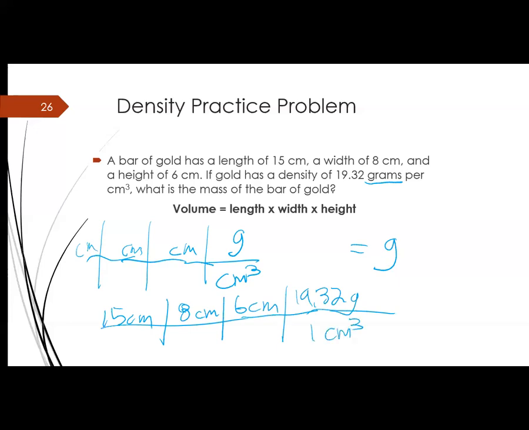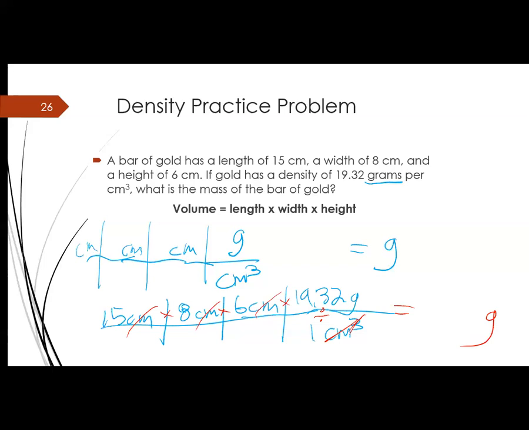And so what I like about this box system is I feel like it keeps my work a little bit neater. It makes it a little bit easier for me to go through and cancel out all of my units there. So my centimeters cancel with 1, my centimeters cancel with the second, my centimeters cancel with the third, so now my centimeters are all gone. I'm just left with my grams. And so how you do this is once you've set up your equation, when you're ready to start solving, you basically multiply everything that's on top and then divide by whatever's on the bottom.